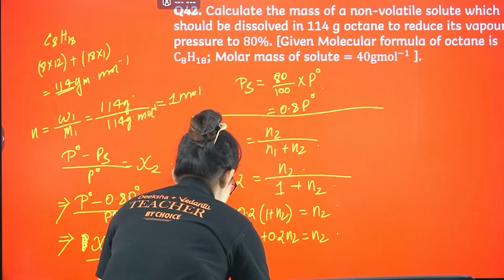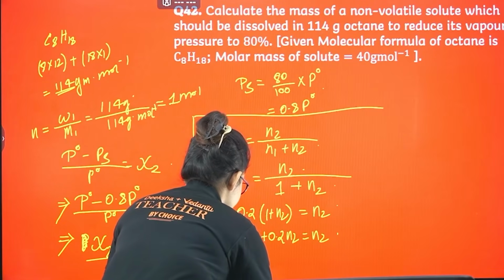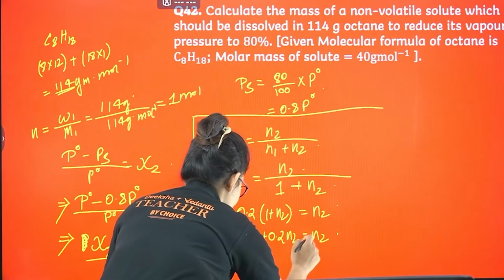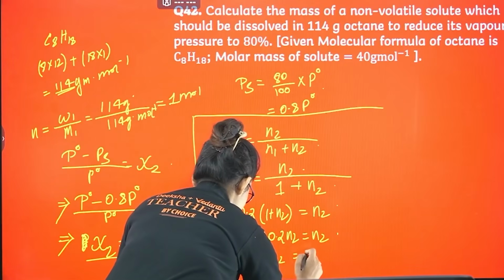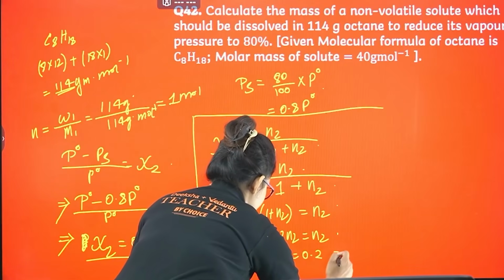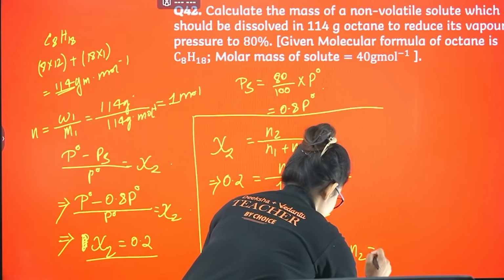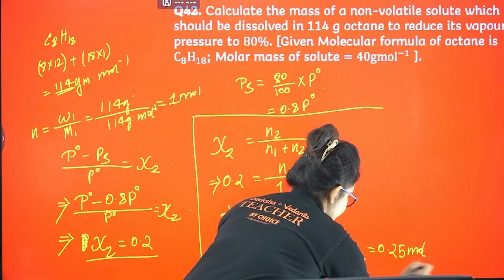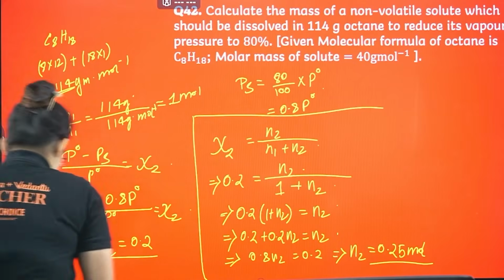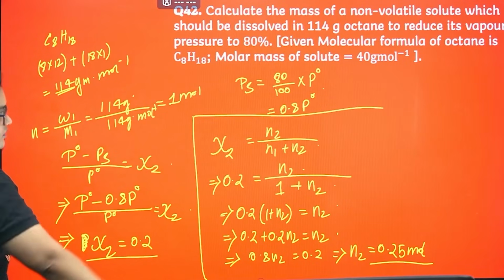From here, if I do it, 0.8 of N2 will be equals to 0.2. From here, N2 value will come up to be something like 0.25 mole. Okay. So now 0.25 mole, number of moles we got.